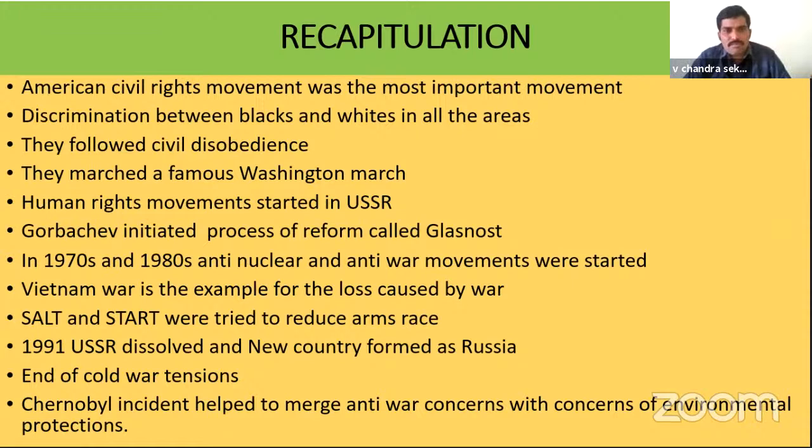Okay, there was discrimination between blacks and whites in all areas. So the civil rights movement started against the discrimination between blacks and whites. They followed civil disobedience. Different forms of protest were followed in the civil rights movement, like demonstrations, marches, disobedience, and avoiding the use of discriminating services, buses, hospitals, and public places.